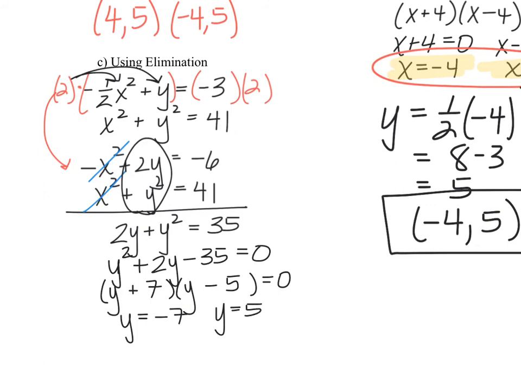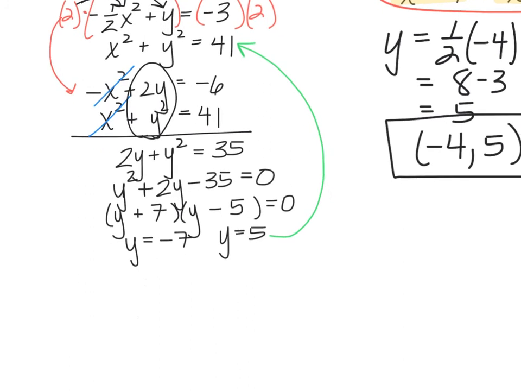So right now I have two possible solutions for y. But again, we're looking for the intersection, so we have to remember to always substitute those back. This time I'm going to just show you how I could substitute it back into the x squared plus y squared equals 41, just so I show you something different than what we did in the substitution method. So x squared plus y squared is equal to 41. However, we are going to go ahead and substitute the y value that we had. We have a y value of negative 7, and we will solve for x.